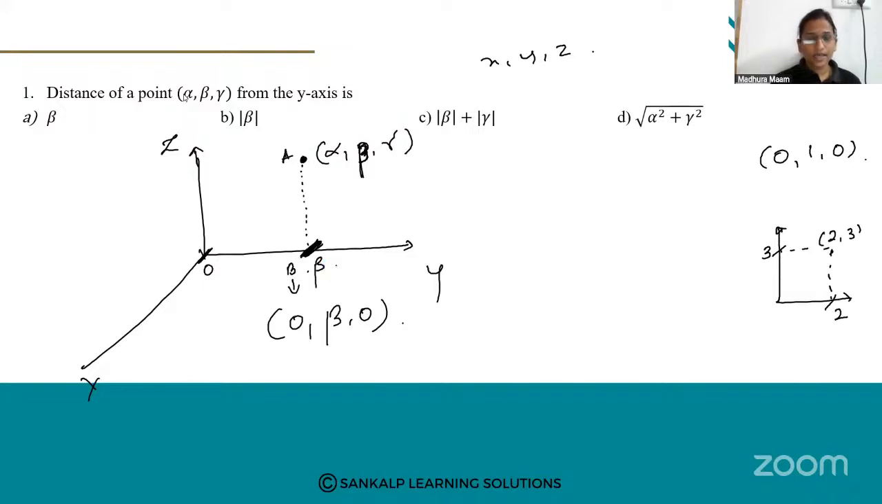So point A is there, point B is there. What are they asking? Between point A and B, the simple distance formula we can apply here. Why? We are finding the distance and we know both coordinates. So distance would be what? x2 minus x1, alpha minus 0. Alpha minus 0 is alpha, whole square. y2 minus y1, the whole square. Beta minus beta is 0, plus z2 minus z1, whole square.